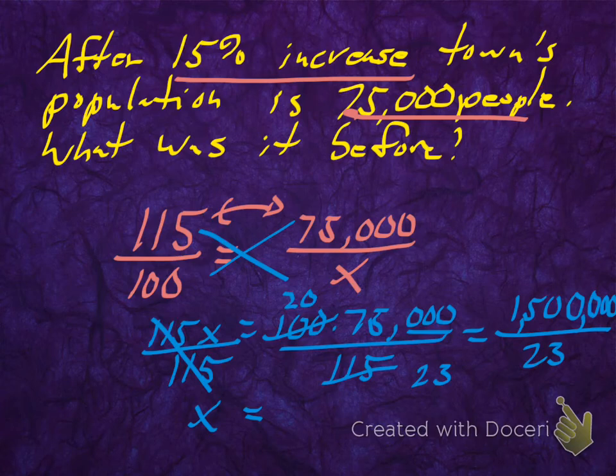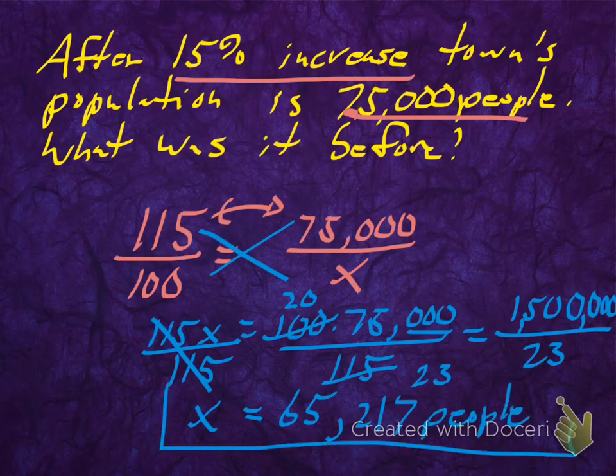And sure enough, I get a population of 65,217.3. Well, we can't have 0.3 of a person, so we're going to round to the nearest whole number, and the population is going to be 65,217 people. Okay. Now, if I take that number and I figure out what 15% of that is, I should get about 9,783 people, and sure enough, if I add those in, that'll bring us up to the 75,000.